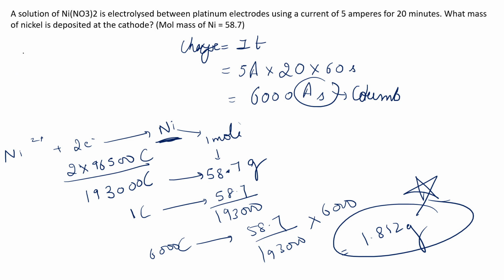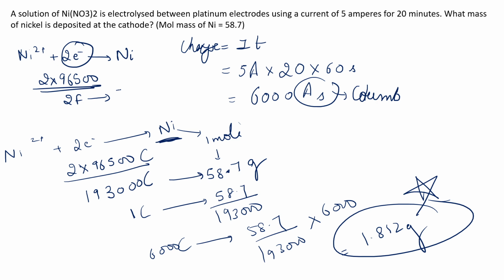Here, the point to be noted is that in order to deposit 1 mole of nickel, you require 2 moles of electrons. 2 moles of electrons have a charge of 2 Faradays. 2 Faradays will deposit 1 mole. 1 mole has a mass of 58.7. So from here you can calculate how much this charge could deposit, which we just calculated.